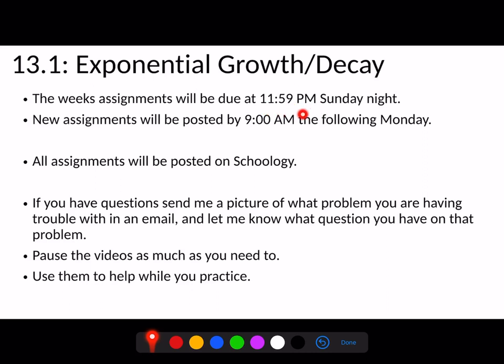That includes a weekly assessment, just a quick overview of what we've covered that week, whether it be a review, a couple of review questions, whatever that may be. That will also be due Sunday night at 11:59. And if we have a test this week, or whatever week we are working on, that will also be due at that time. New assignments will be posted by 9 a.m. the following Monday. That way you guys can work through that next batch of assignments. And all assignments will be posted on Schoology. So make sure that you guys are keeping track of that.